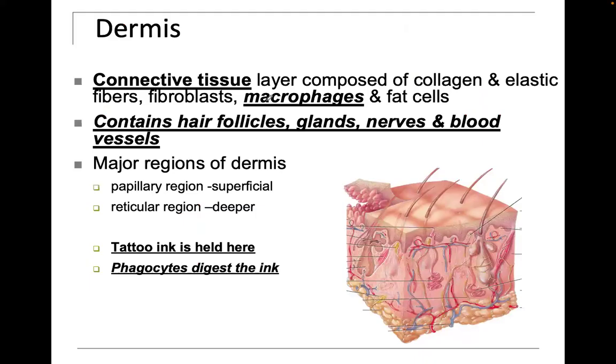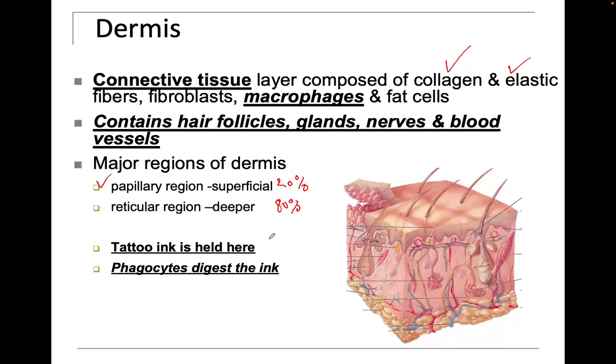So the dermis is a connective tissue layer, and it's composed of collagen and some elastic fibers and fibroblasts and macrophages. We know we have immune cells in the skin. It's our first line of defense. And there are even some fat cells there. There are hair follicles, sebaceous glands, sudoriferous glands, right? You've got oil glands and sweat glands, nerves, and blood vessels. The upper, or superficial, part is the papillary region, which is about the upper 20%. And then the reticular is the deeper part, which makes up about 80%.